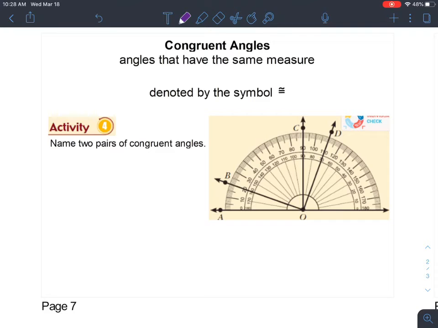All right, so that was complementary and supplementary, and now we are going to get into congruent angles. So those are going to be angles that have the same measure, and we use this symbol. I think I talked about it in the last video. It's the squiggle that is above an equal sign to show that two angles are congruent. So in this picture, what we should do is name two pairs of congruent angles. Go ahead, try that on your own. Pause the video. When you are done, start the video again, and I'll explain how to do it.